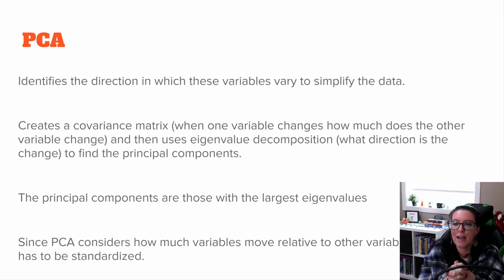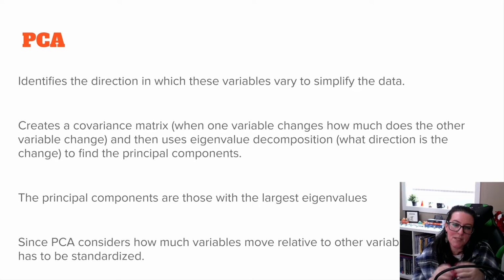And then what we're doing is creating a covariance matrix. So we look at covariance: when one variable changes, how much does the other variable change? And then we're using what is called eigenvalue decomposition that looks at the direction of the change to find those principal components. So we look at how much change in one variable predicts change in another variable, and which direction those changes are happening in, in order to simplify the space down. The principal components are the ones that have the largest eigenvalues, right? That explain the most amount of the variability.